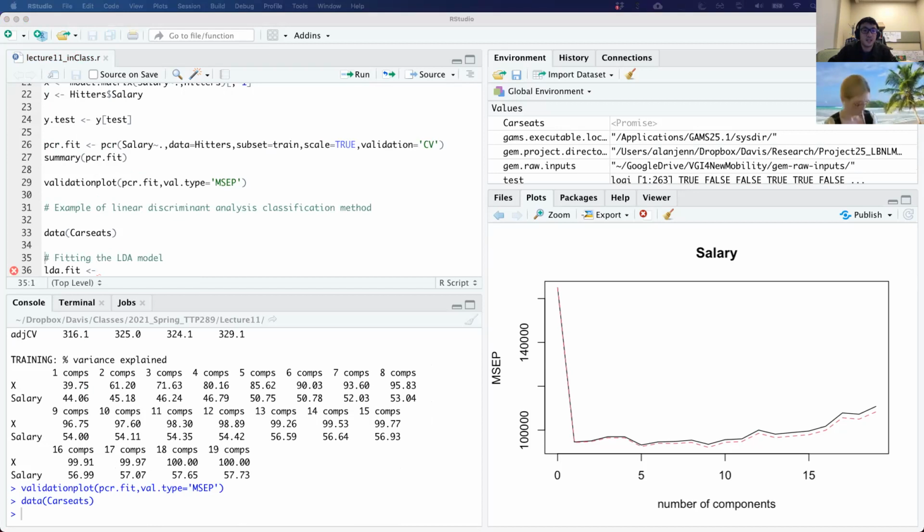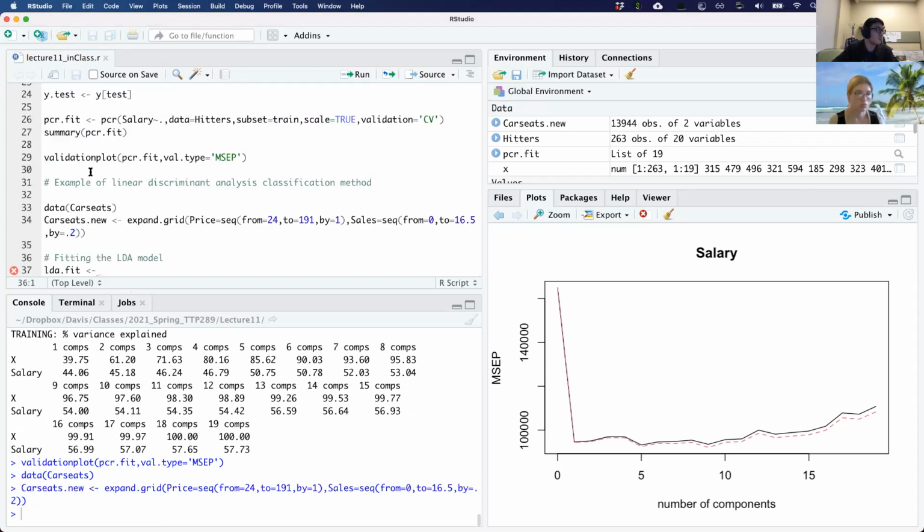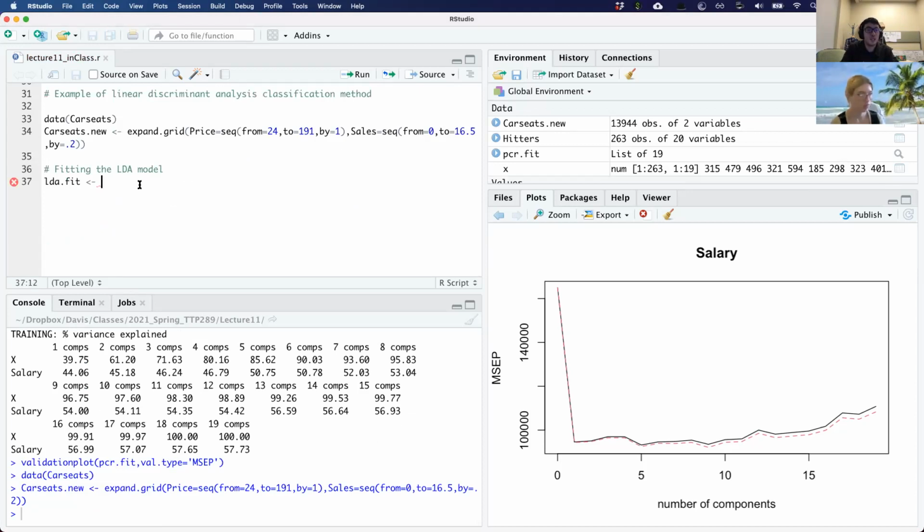And I'll go ahead. This is directly from the last lecture where we came up with a table of values for our predictors so that we could predict a new set of outcomes with the multinomial logistic regression model. And in this case, we're going to do the same thing, but with the LDA model. So LDA.fit, we're going to look at the same model as the multinomial logistic regression that we did before.